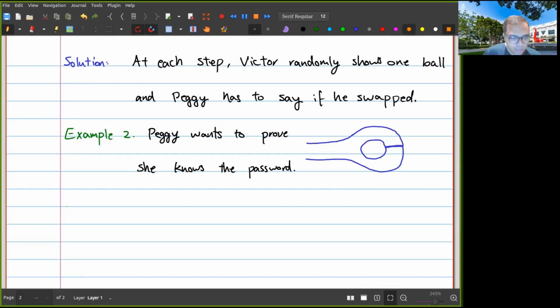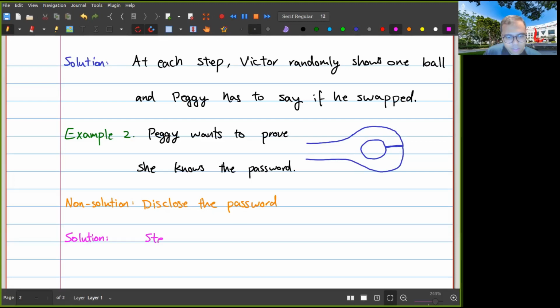Okay, so my first non-solution is to disclose the password. Okay. But how can I have a zero knowledge proof? I want to somehow prove to Victor that I know the password without actually giving him any extra information. Okay. So here's the protocol that we can have. So let's actually give a real solution here.